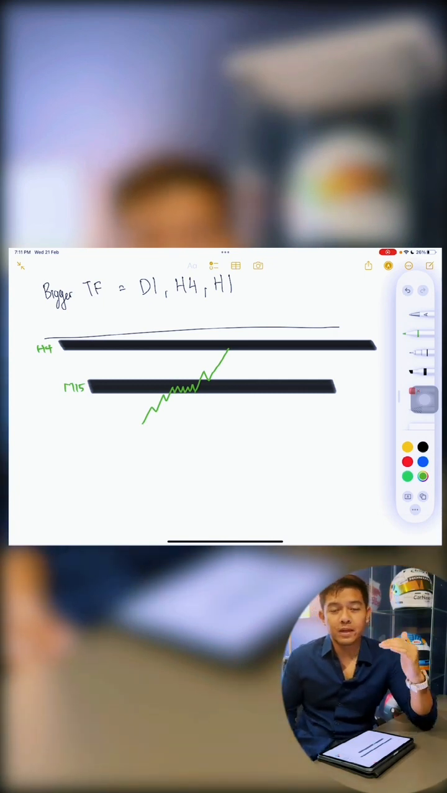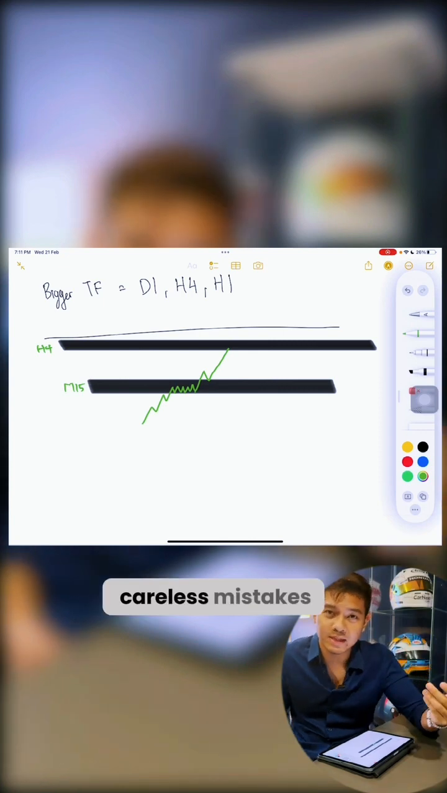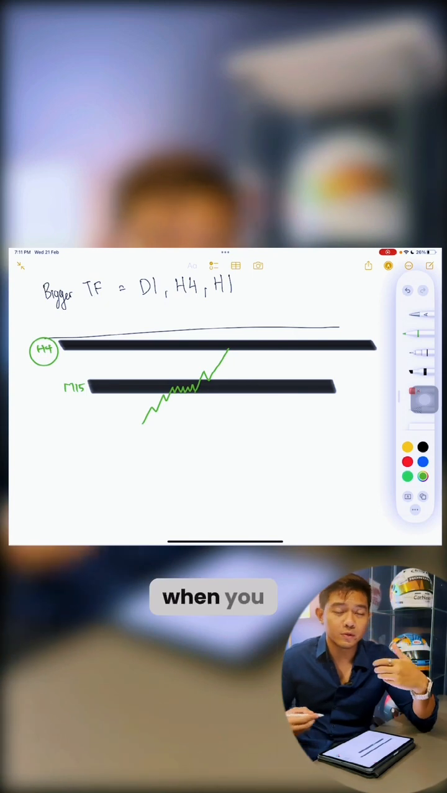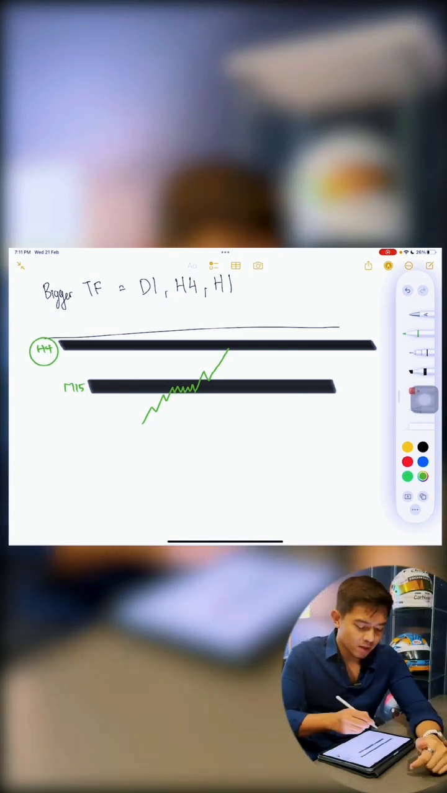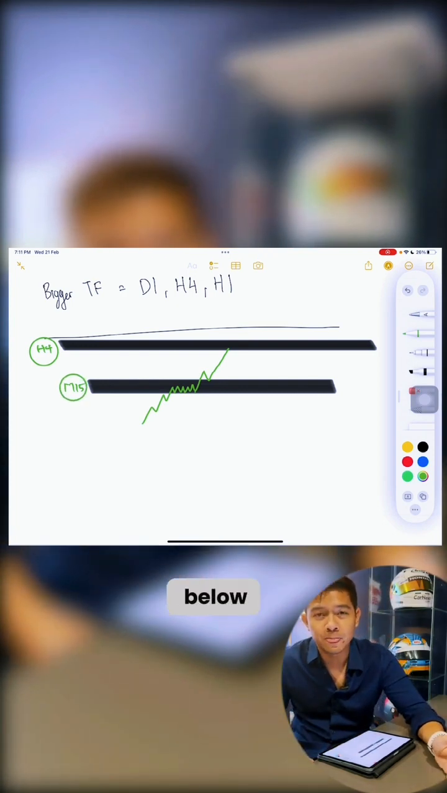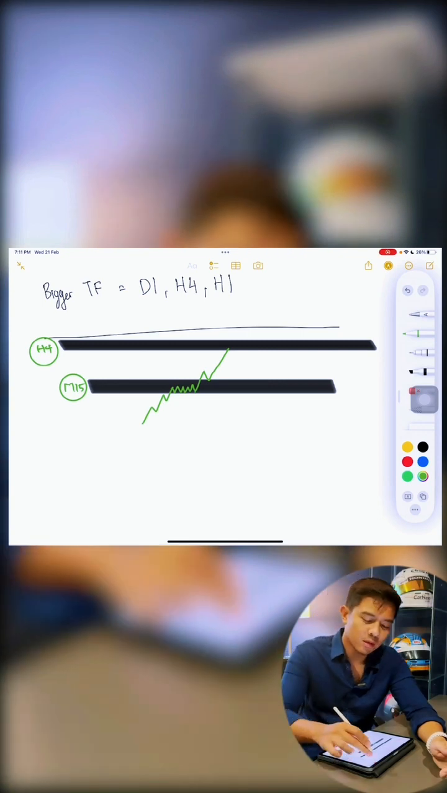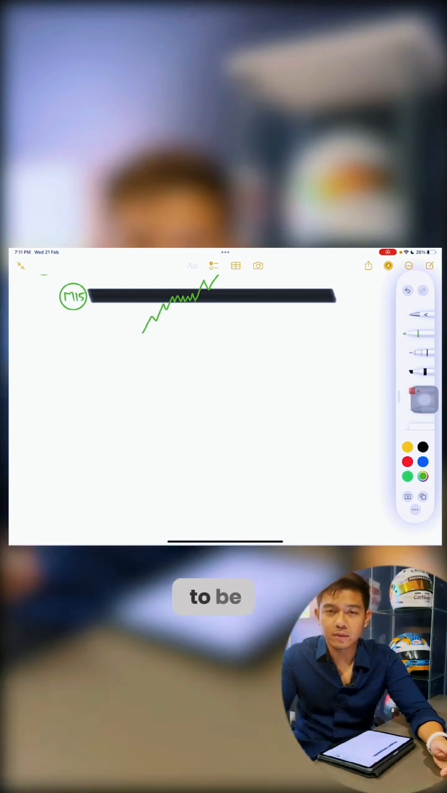We get eliminated by the big banks or by our own careless mistakes. Always look for your higher time frames. When you find your higher time frame zones, use that zone to look for your confirmations using M15 and below. It's that simple. I promise you, it's not hard. So what is the sequence or what is the pattern going to be like?